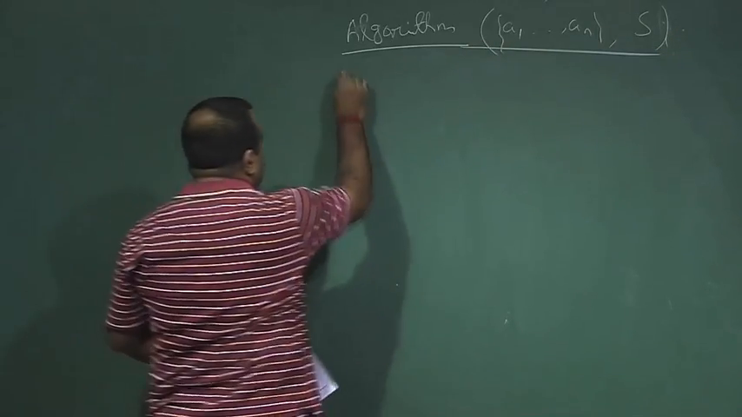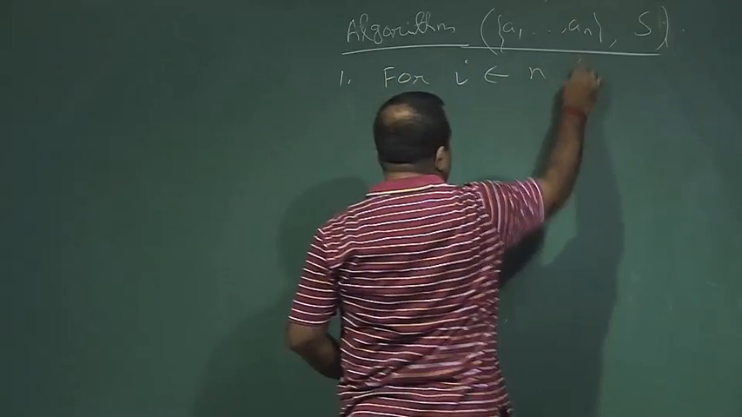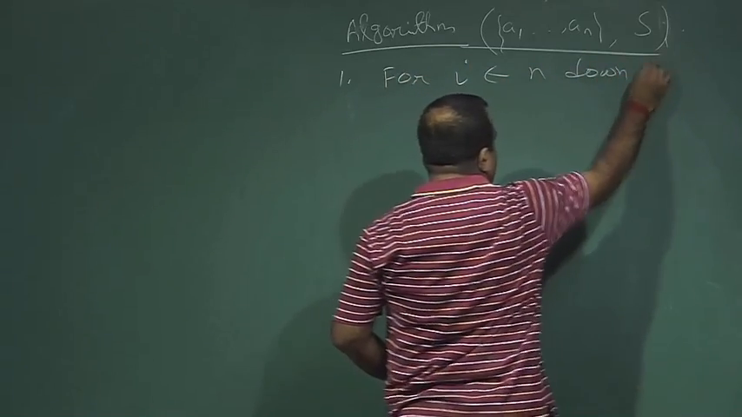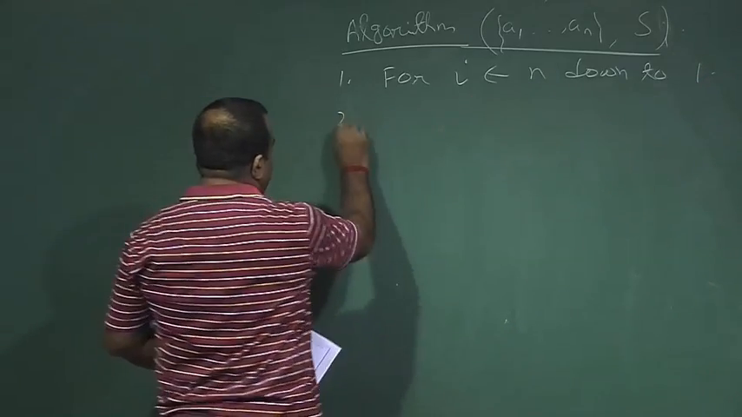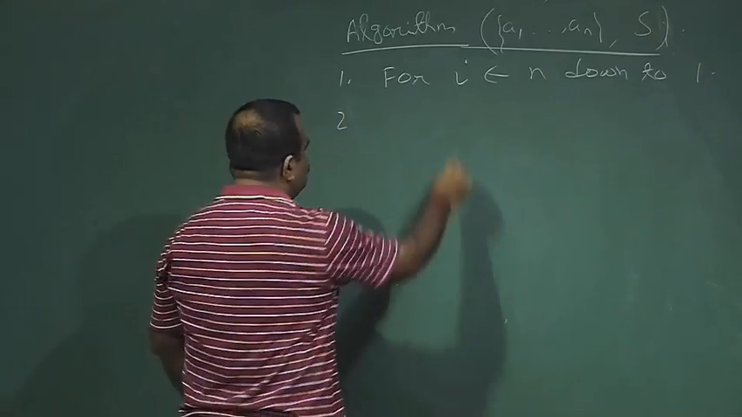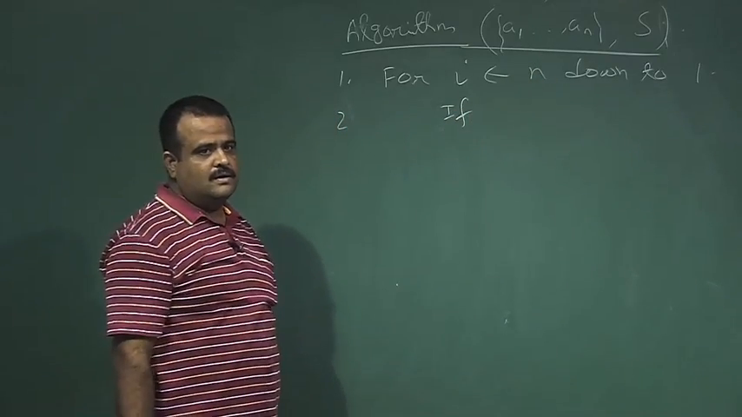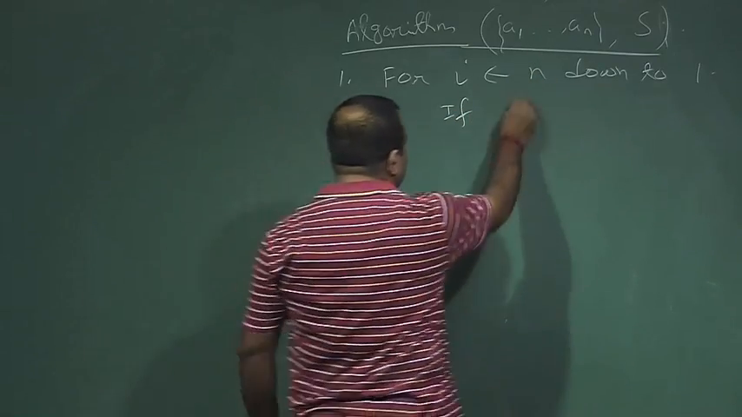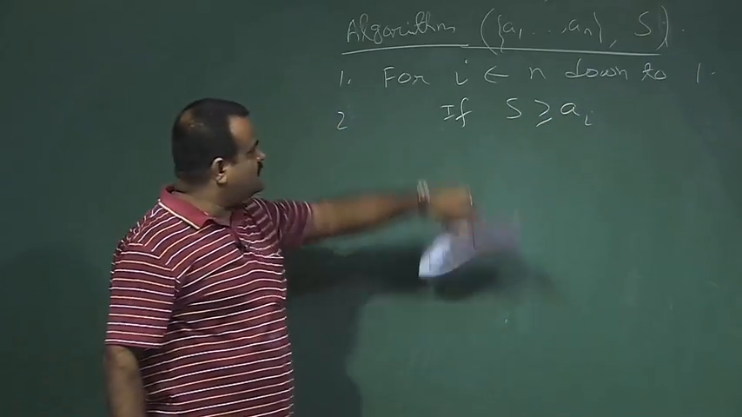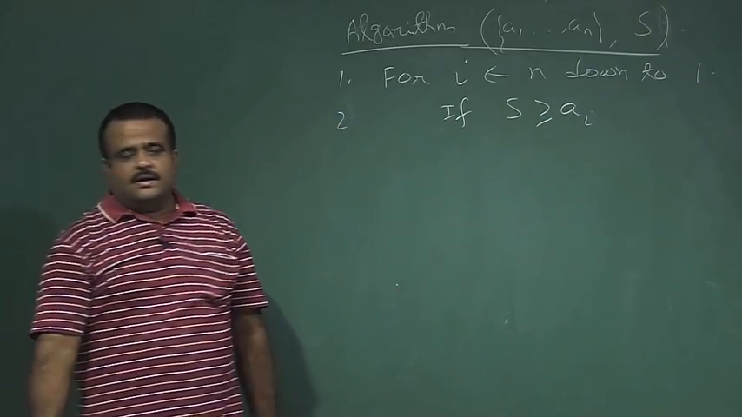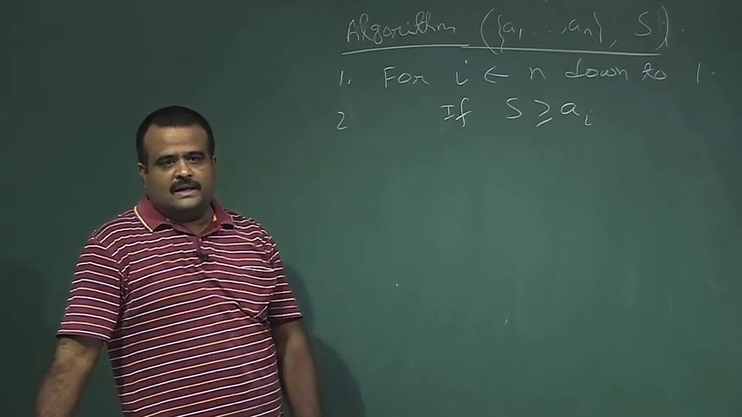So we have a for loop, for i from n down to 1. So what are we doing? For this for loop, we are starting from a_n. If S is greater than or equal to a_n, then we have to choose a_n.